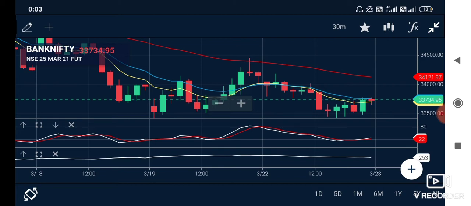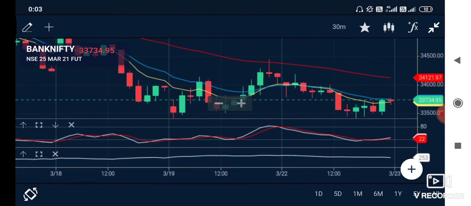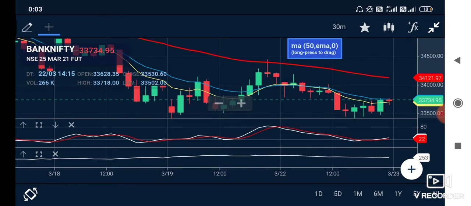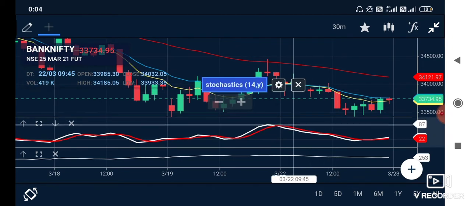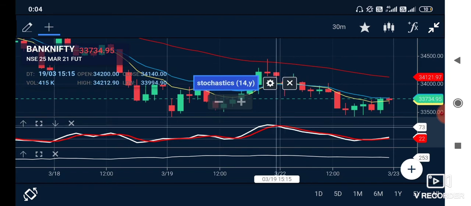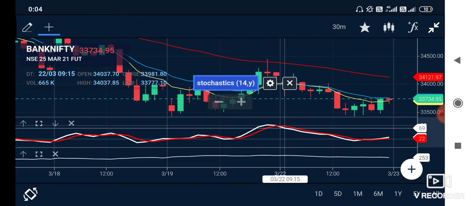So what is the strategy? It relies on the blue line, the yellow line, and the red line. If the yellow line is below the blue line and the blue line is below the red line, then it's the first bearish signal that we get. The second signal that we wait for is a crossover, when the white line, the fast stochastic, crosses the red, the slow stochastic.